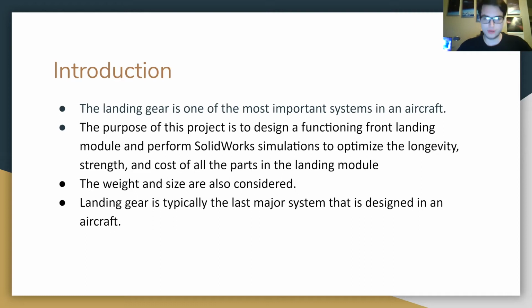One important note to make about landing gear is that landing gear is typically the last major system that is designed in an aircraft. The reason for that is because there are multiple different factors that play into what the specifications of the landing gear have to be. Items such as the fuselage, wing, and tail are built first, because you need enough clearance for the wings and the tail to not encounter the runway, especially during takeoff.